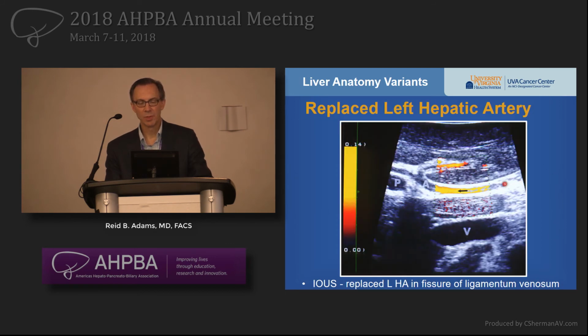Not a great image, but this is an aberrant left hepatic artery coming off the gastric here, and you can see it running right underneath the left lateral segments here.